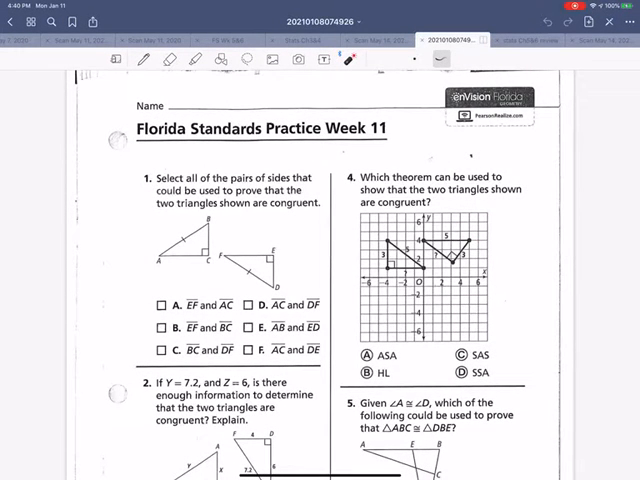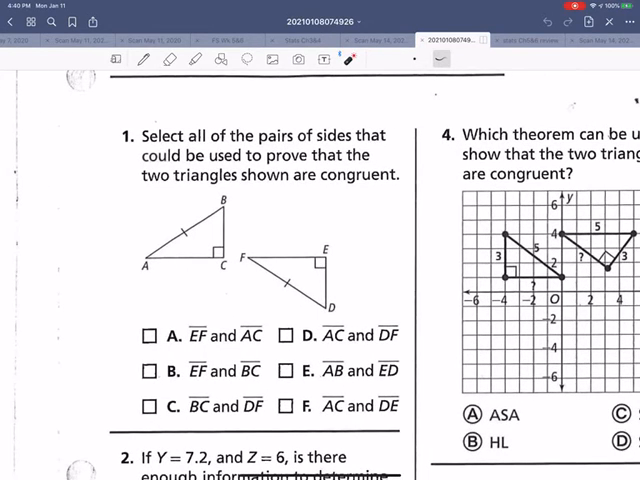Let's take a look. Okay, it says select a pair of sides that could be used to prove two triangles are congruent. So we have an angle, right? And we have a hypotenuse. If they tell us this short side and this short side are equal, then that would spell hypotenuse leg, hypotenuse leg. So let's find that one, BC and ED. BC and ED. I need that. Nope.